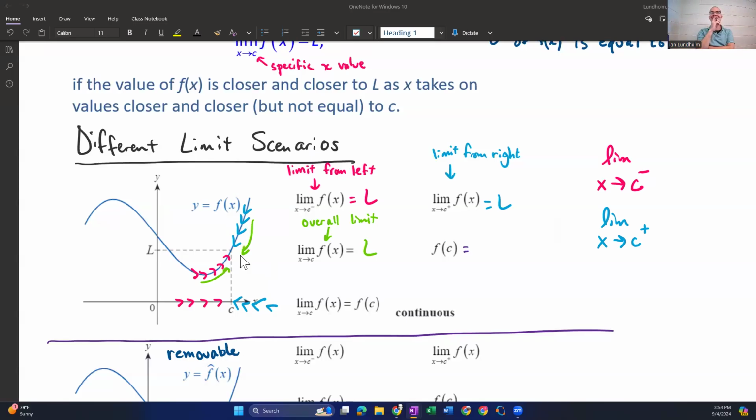f of c is something that we should be familiar with, since this is a nice line or a nice curve that doesn't have any gaps or anything in it. f of c is just what happens when we plug in c.